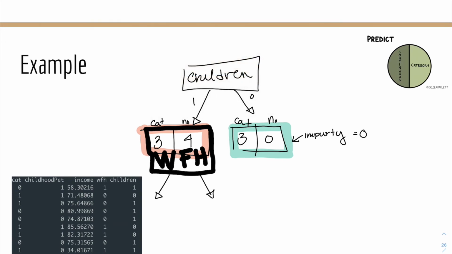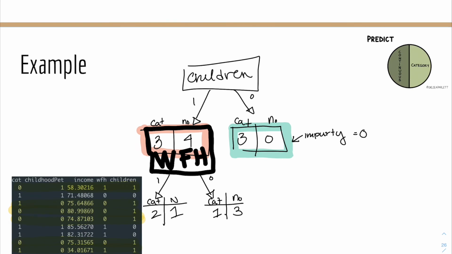Okay, so this person has a child. This person has a child. This person has a child. This person has a child. And these 3 people have a child. So we're only looking at the rows that I just highlighted here. Out of these people, for people who work from home, we have 3 of them total, and 2 of them have cats, and 1 of them has no cat. For people who have children and do not work from home, we have 1 person who has a cat, and 3 people who do not have a cat.